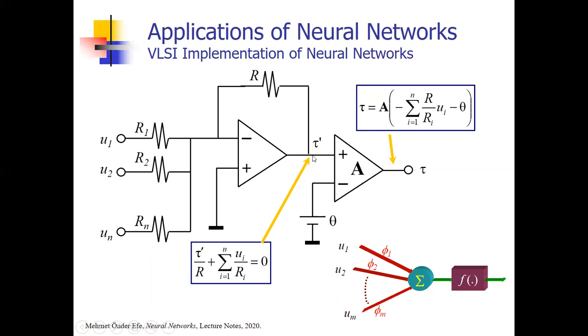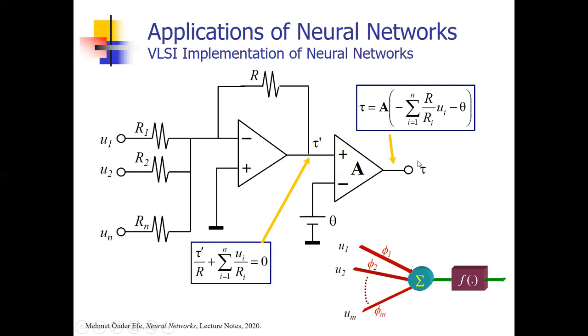So what is this tau prime? This tau prime is a very simple electronic circuit. Tau prime over R plus U1 over R1 plus U2 over R2 plus dot dot dot Un over Rn is equal to 0. So this is a simple node equation, a Kirchhoff current law equation. It is equal to 0. You solve for tau prime, and then you implement your neural network. This is a very simple hard nonlinear activation function type of neuron. Okay, it is possible to implement this.